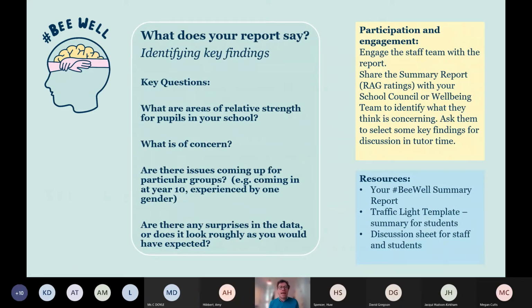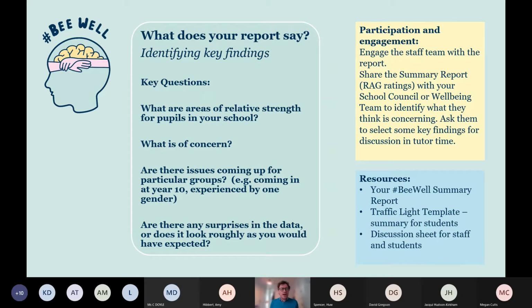Okay, so I'm going to move on to the first of those 4 headings. So what does the report say? And what we've just identified here is identifying key findings. So what are the areas of relative strength for pupils in your school? I think often when a data set is shared with you, you've got a load of charts, and the strengths are sometimes the things that people spend less time on. I think it's really important that you do spend the time looking at, okay, what's going well, because there's lots that can be learnt about the things that are going well.